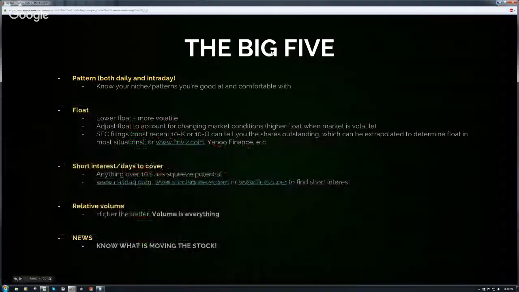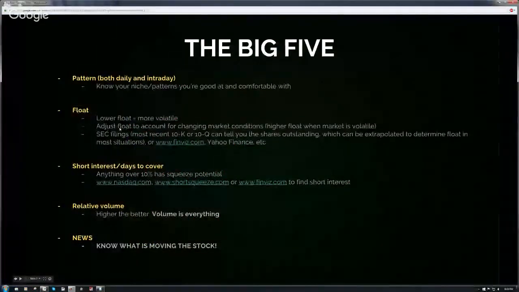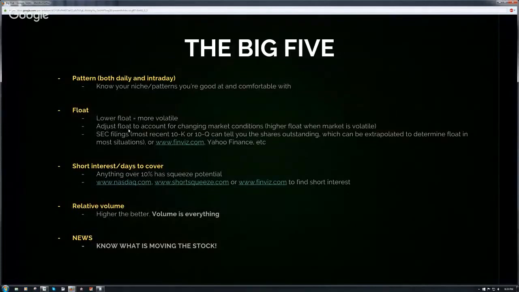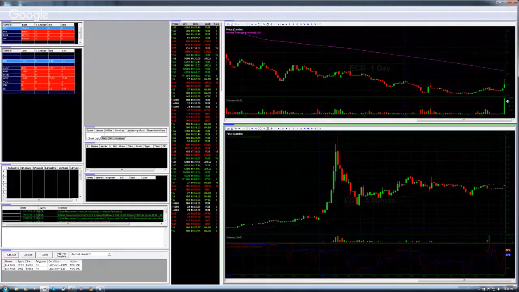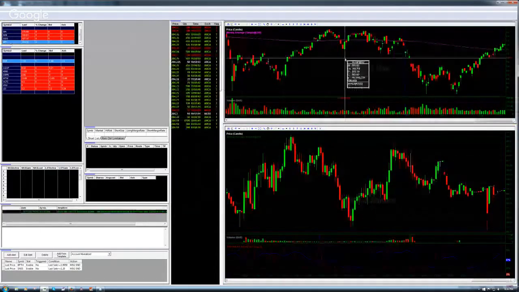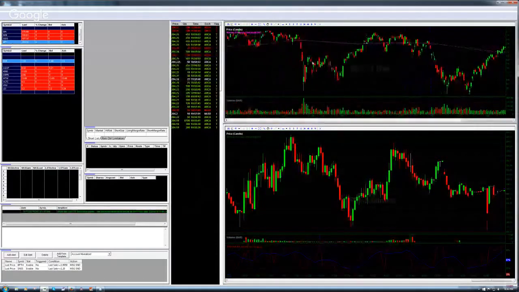And I'll adjust that. I kind of skipped over this point, but I'll adjust what float I trade and what short interest I trade to account for changing market conditions. I tend to go for higher float stuff when the market is very volatile. So when we have situations like after this big drop back here in August of 2015, when the SPY is just gapping a lot, there's a lot of panic in the market. There are people unsure of what's going to happen.